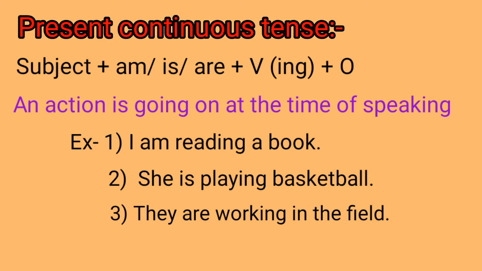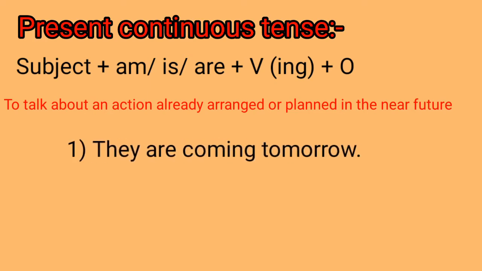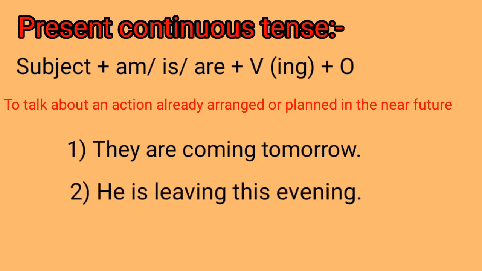Now, let's learn about the next use of present continuous tense. We use present continuous tense to talk about an action already arranged or planned in the near future. It means you can use present continuous tense to talk about a future action, but it should be a near future action and the action must be planned or arranged. For example, you can say they are coming tomorrow, or you can say he is leaving this evening.